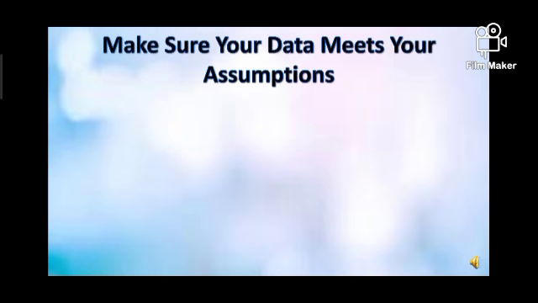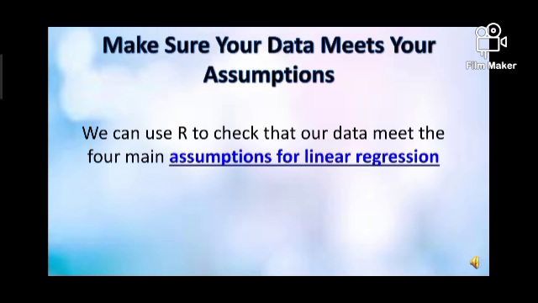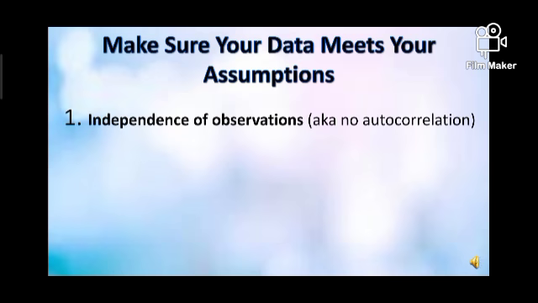Now let's make sure that our data meets our assumptions. There are 4 assumptions. First is independence of observations. Because we have only one independent and one dependent variable, we don't need to test for any hidden relationship among variables. The second is normality.